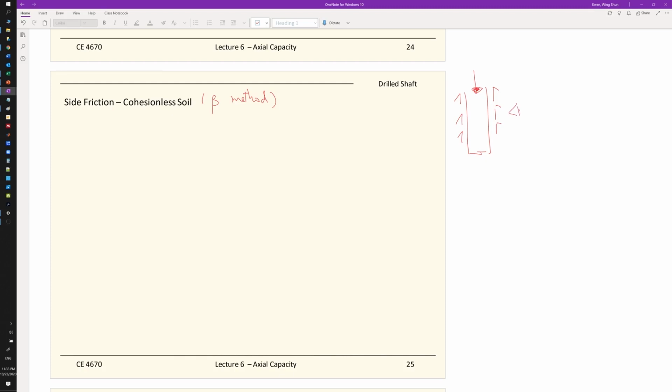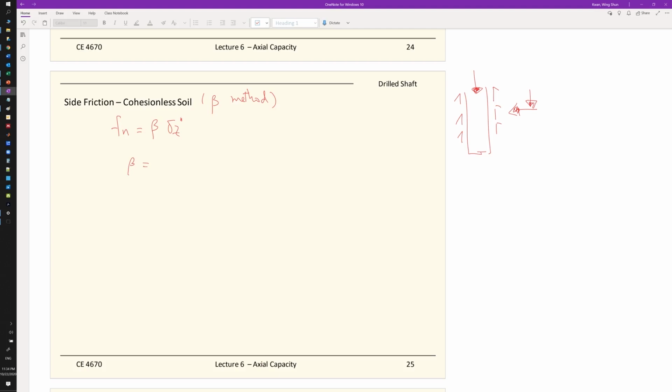So we want to find out the friction, and it depends on the horizontal stress from the ground. Just like the driven piles method, the side friction capacity will be equal to the beta times the vertical stress. The beta here also already takes care of the horizontal stress components, because horizontal stress depends on the vertical stress from the ground with the consideration of the K factors, the lateral earth pressure coefficients.